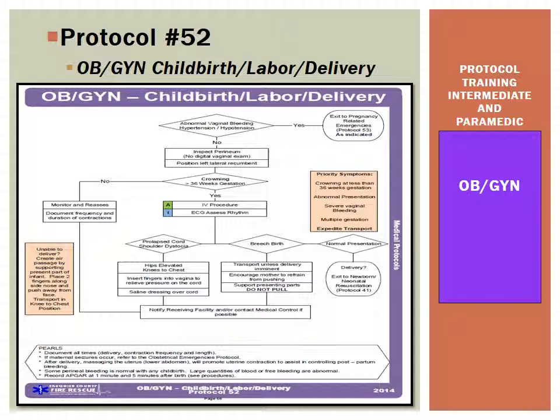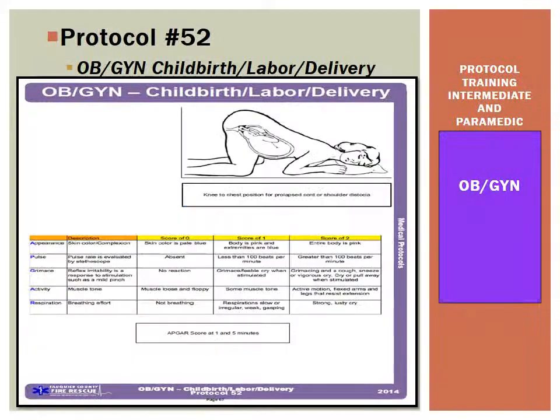Protocol 52 is your OBGYN childbirth, labor, and delivery protocol, and we have no change in our current protocols in the treatment of your pregnant patients. In this protocol, there is also a picture of the knee to chest position for the prolapse cord, shoulder dystocia, limb presentation, pregnant female, as well as an APGAR score.